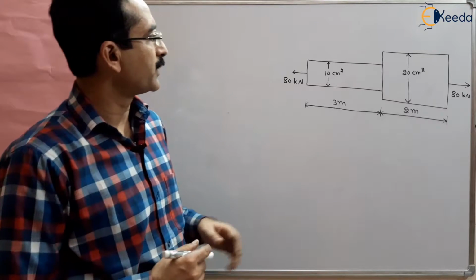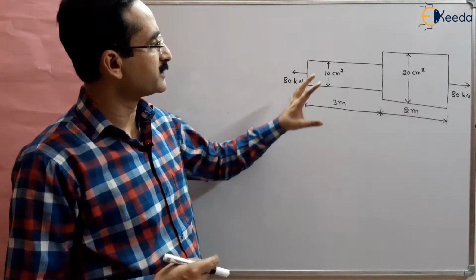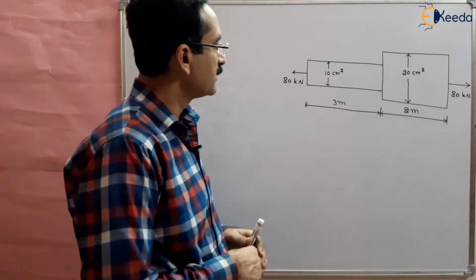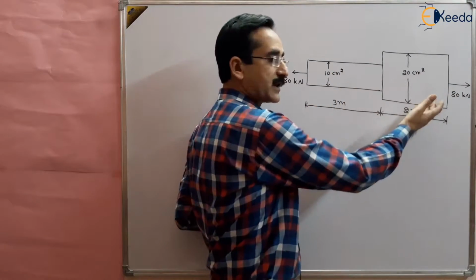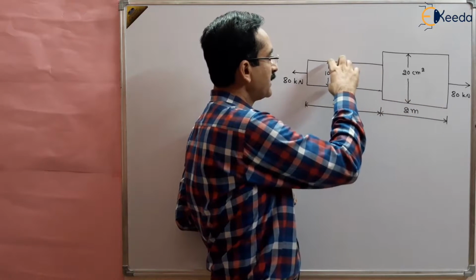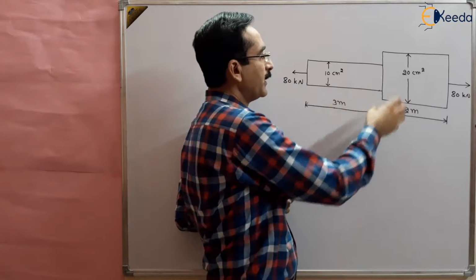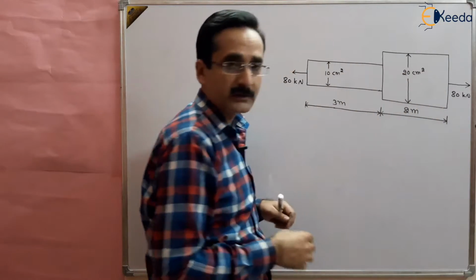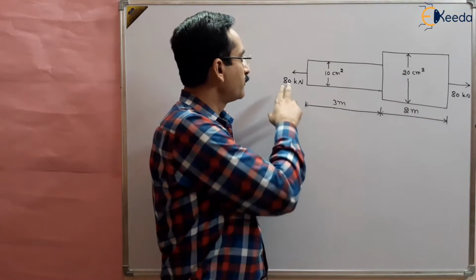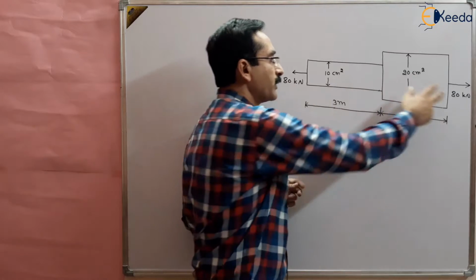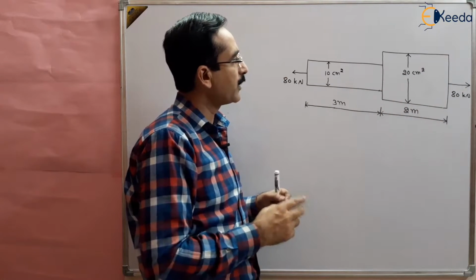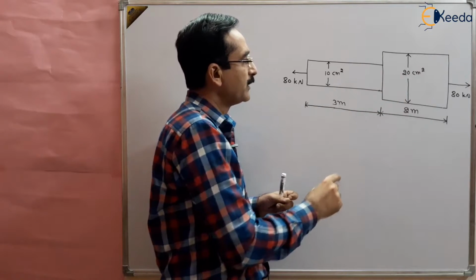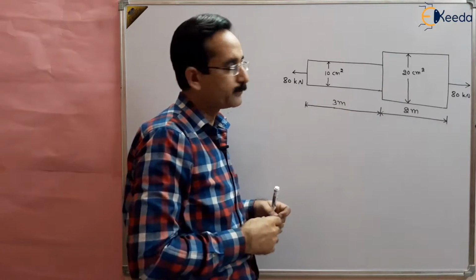In this question, we are going to find out the strain energy stored in this specimen. This specimen is of two different sections: a 10 centimeter square bar of length 3 meter and a 20 centimeter square bar of 2 meter. This is a combined specimen bar with a load of 80 kilonewton at the ends, and we have to find out the strain energy stored in this part and in this part, and also the total strain energy stored.